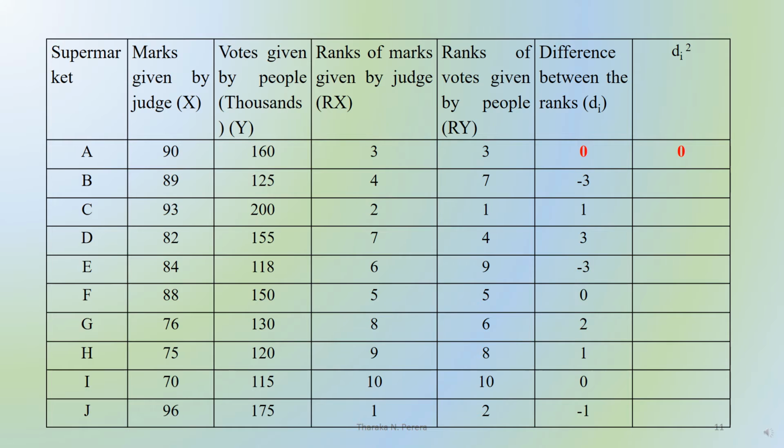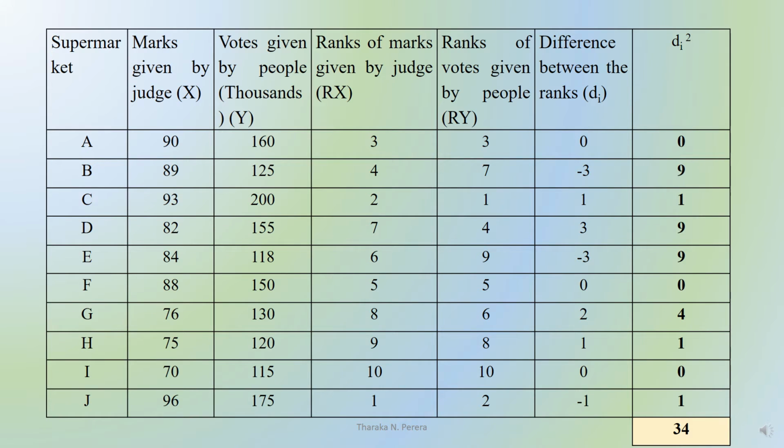As the last column, we should find the squared value of each difference between ranks. Here the first value squared, 0 squared, is 0. Then minus 3 squared equals plus 9, and so on. Then we should get the summation of the last column, which indicates the squared values of differences between ranks. Here the summation is 34. Then it should be applied to the formula.